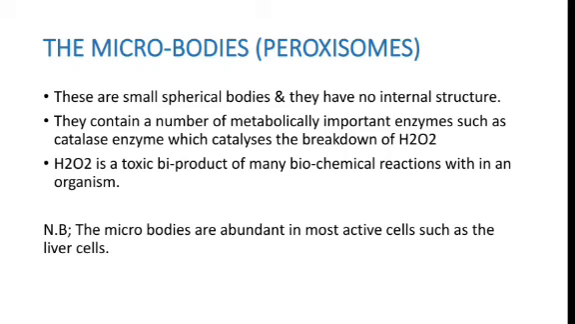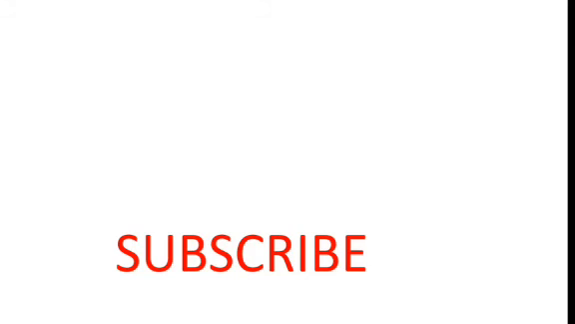And also the microbodies, they are abundant in most active cells such as the liver cells, because these liver cells which are always active are the ones which produce this hydrogen peroxide, which is a toxic byproduct, and that's why it is found in these active cells.